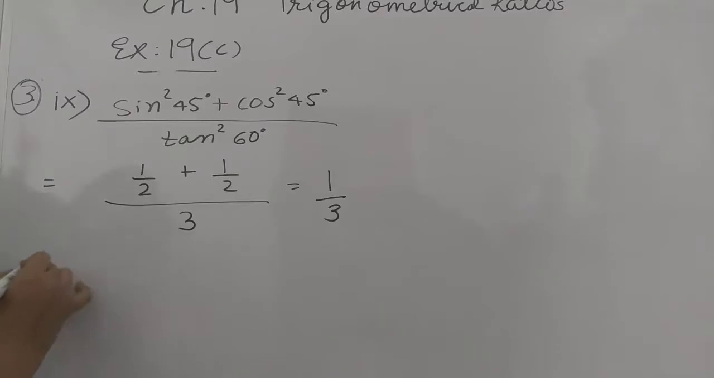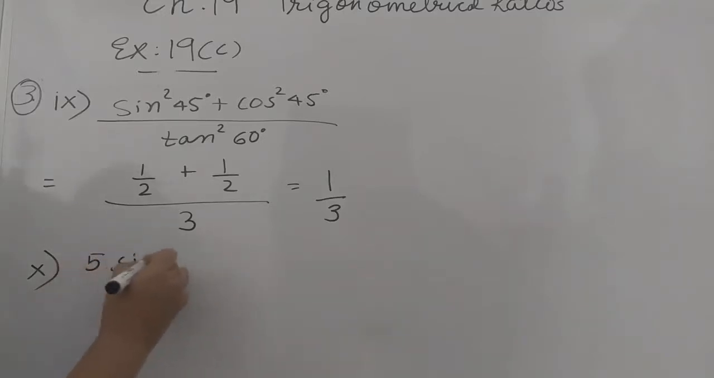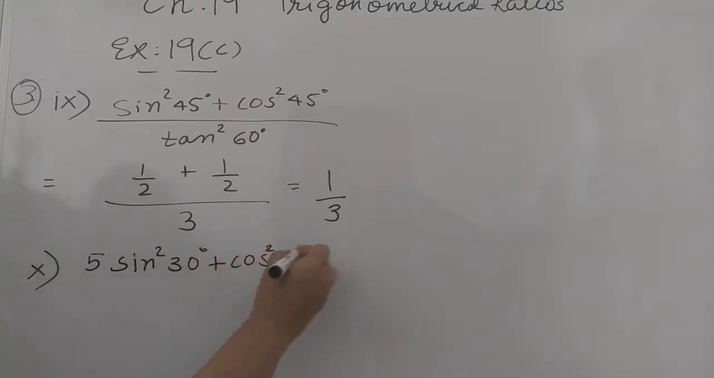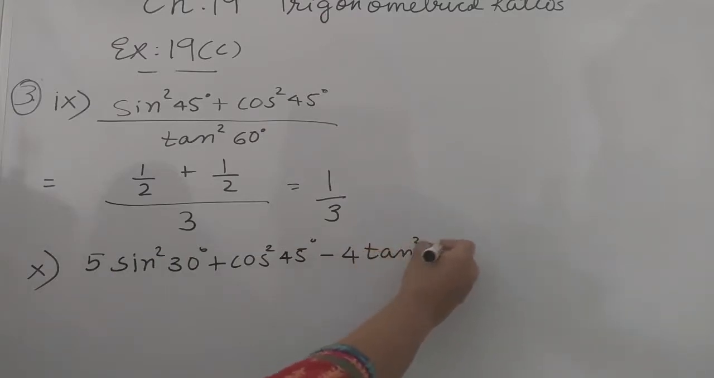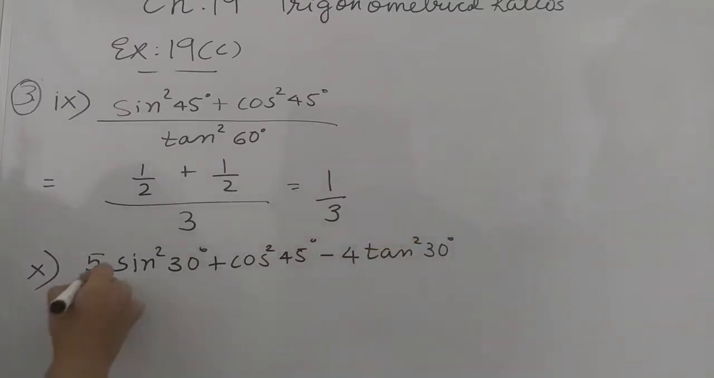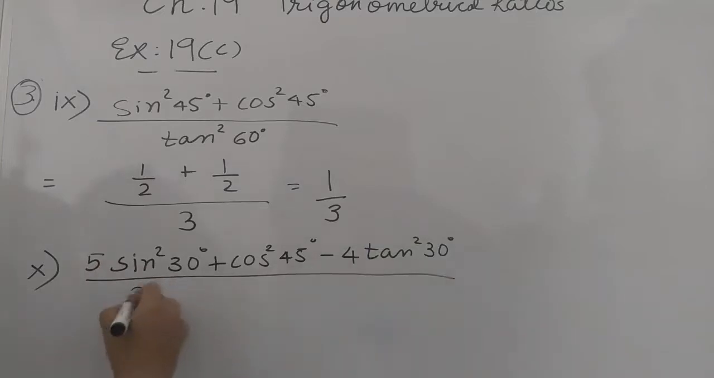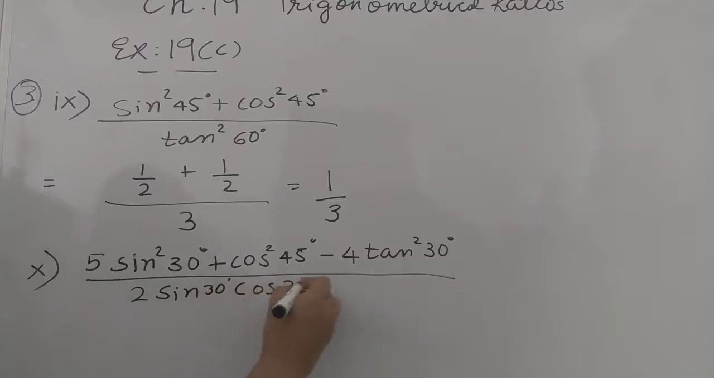Now I solve number 10 here. In number 10, the question is 5 sine square 30 degree plus cos square 45 degree minus 4 tan square 30 degree, and in the denominator 2 sine 30 cos 30 plus tan 45. So this type of question many times in exams they ask.